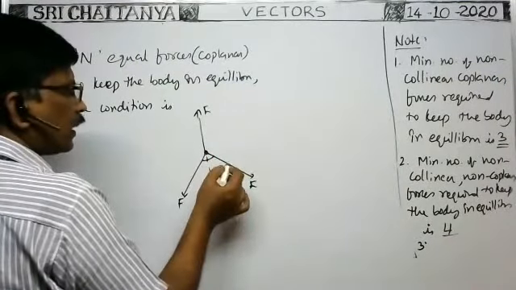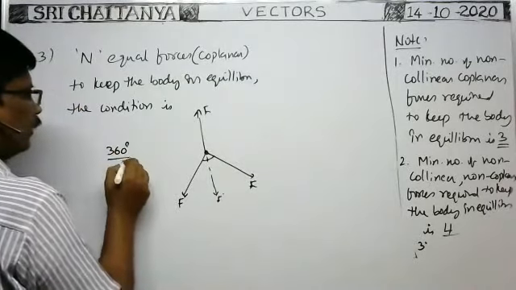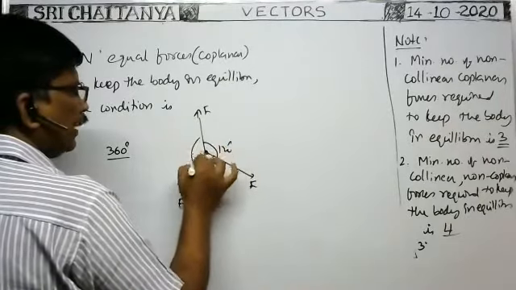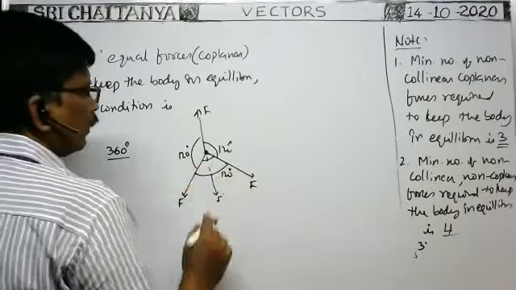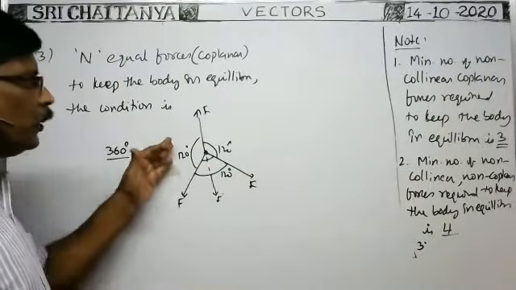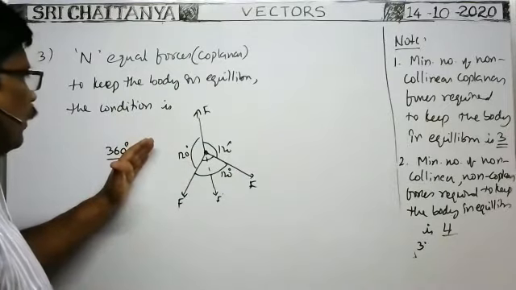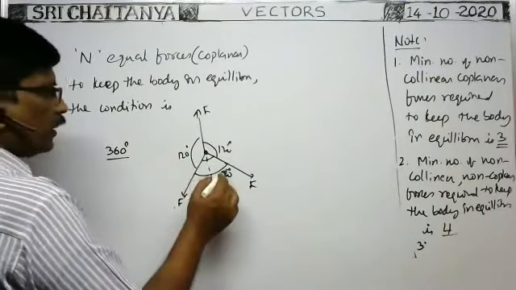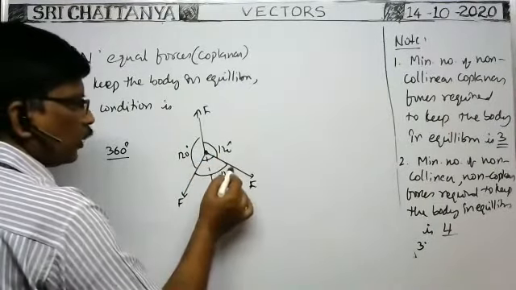And here, as there are 3 forces, 360 degrees divided by 3 forces is 120. So whenever the angle between any two adjacent forces is equal to 120, in such a case, the net force acting on the body becomes zero, because whenever the angle between any two adjacent forces is 120, here you see this is also 120.